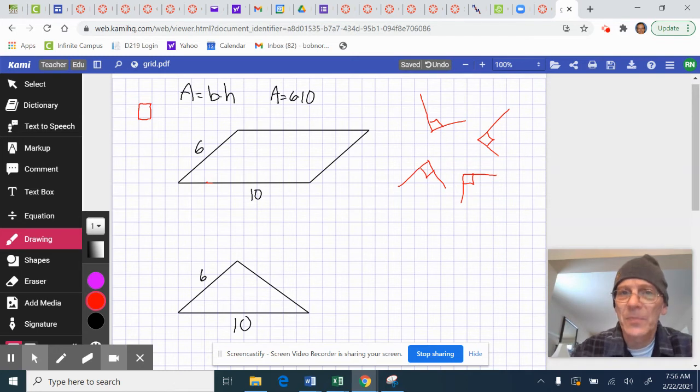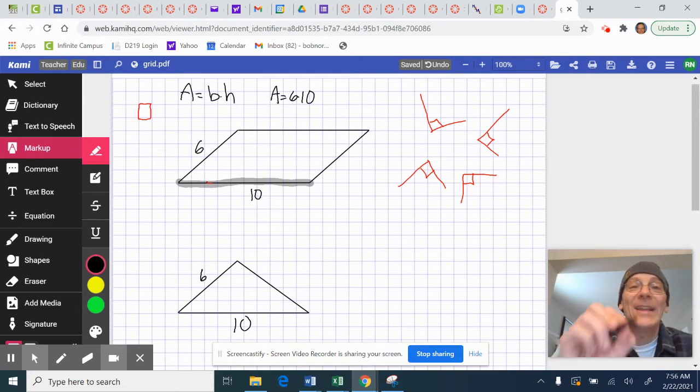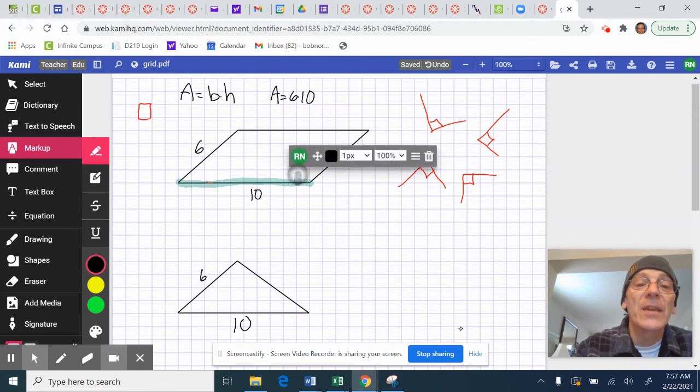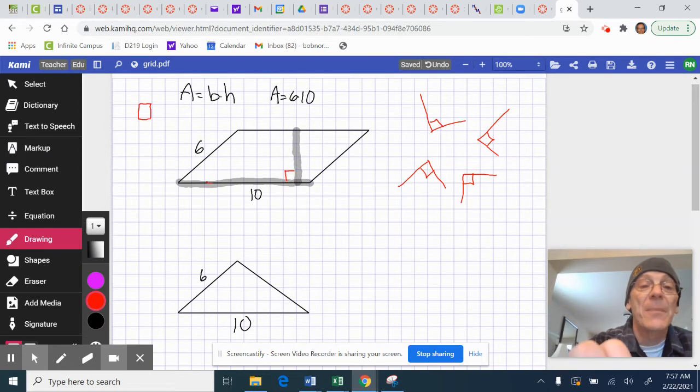So if I'm going to choose this 10 to be the base, then the height of this parallelogram must be a segment which is at a right angle to that base, and also it extends as far as the opposite side, exactly that far and no farther. And since this is a parallelogram, it would be at a right angle to that opposite side as well. That would be the height.